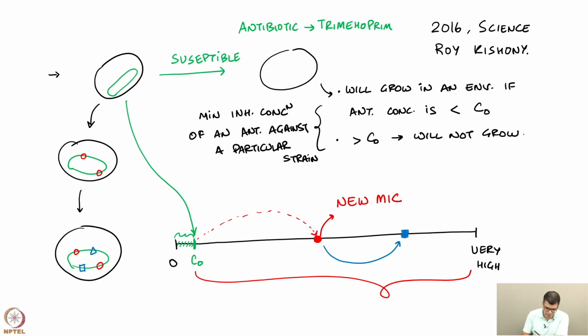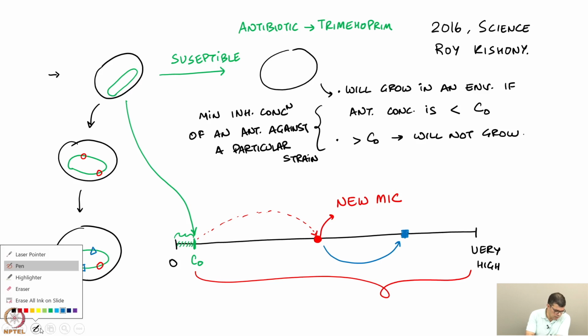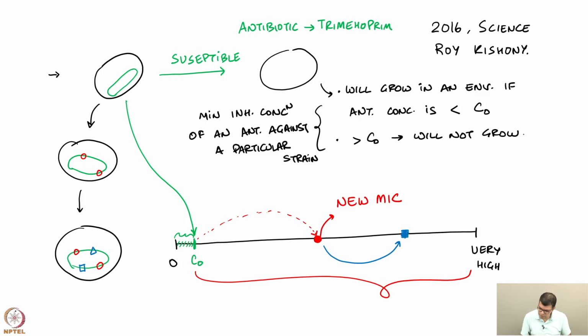Now let us think of an experiment where we are growing these three strains in an environment where the antibiotic concentration is given by this value. Let us call it C1. If growth is taking place at C1 and all three of these genotypes are present, let us call them A, B and C, then because C1 is above the MIC of B, and also above the MIC of A, A and B cannot grow in that environment. Only C can grow. So in this environment at C1 concentration, strain C is going to win. It is going to get selected, and the other two cannot grow, and hence they are going to go extinct.